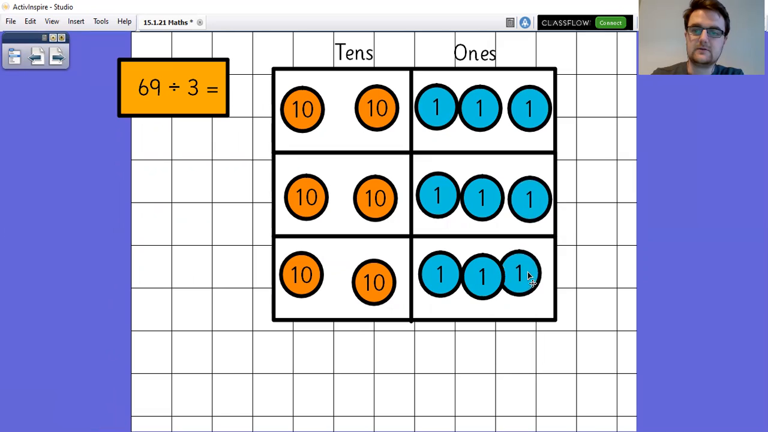Now all I need to do is count up. So I've got 2 10s and 3 1s, 2 10s and 3 1s, 2 10s and 3 1s, which means that each row is the same, which means that 69 shared between 3 groups gives me 23.